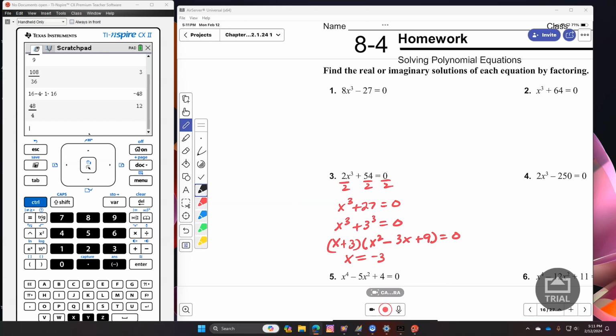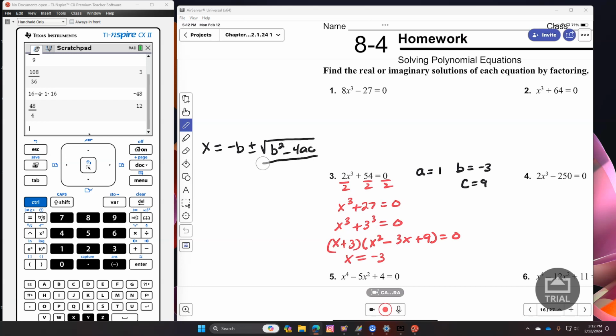So you don't have to waste time trying to figure it out by factoring. We're going to utilize the quadratic formula. So we have a equals 1, b equals negative 3, and c equals 9. And I'm going to go ahead and do it on the left side here. So I have x equals negative b plus or minus the square root of the discriminant, b squared minus 4ac, divided by 2a.